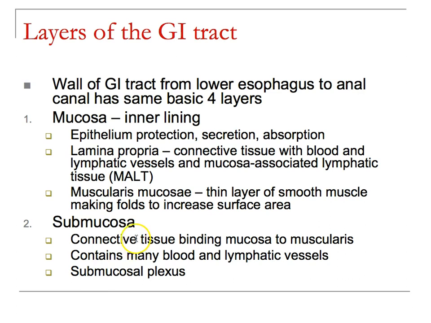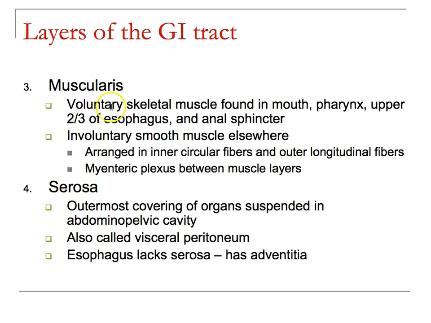It has a submucosa. That submucosa has more connective tissue inside of it, as well as usually longitudinal and circular muscles, with the exception of the stomach, and contains many blood and lymphatic vessels. That should just make sense when we look at the muscularis. Parts of the body are arranged for specific functions. It's voluntary skeletal muscle found inside the mouth, pharynx, and upper 2/3 of the esophagus, as well as your anal sphincter. So in general, you can control what actually enters and exits your body.